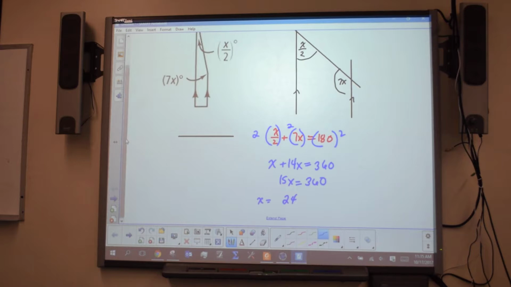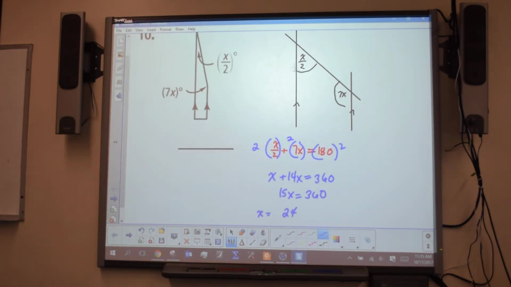You should be able to then come back up and plug the things in to make sure this makes sense. If x is 24, what is this angle here? 12. Okay. And then 7 times 24. Well, 7 times 4 is 28, right? So write the 8 down, carry the 2. So it'd be 168. So 168 becomes that angle. And that's the only number of 24 that will give me 12 and 168 to add to 180.